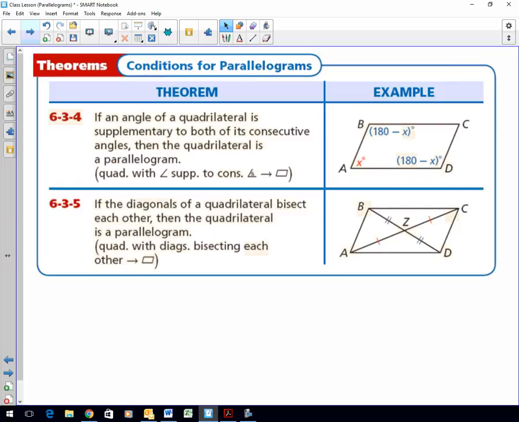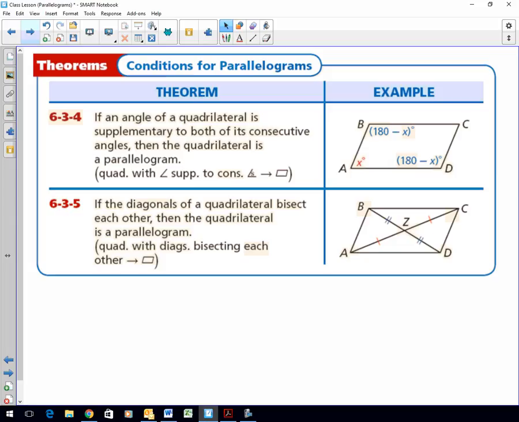If an angle is supplementary to both of its consecutive angles, then I've got a parallelogram. Okay? So, angle X plus angle B equals 180, and if angle X plus angle B equals 180, I've got a parallelogram. If diagonals of a quadrilateral bisect each other, then I've got a parallelogram. Right? So these things can be a little tricky when we talk about these conditions. I'll give you a really helpful picture there.